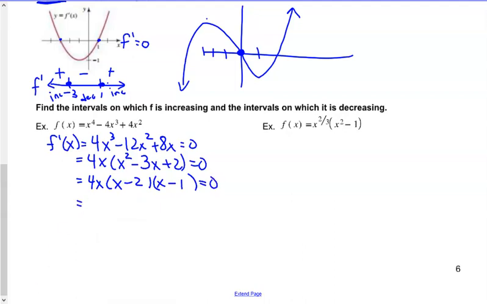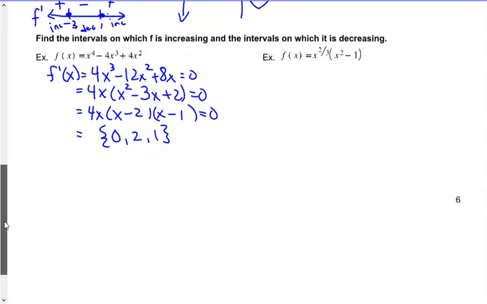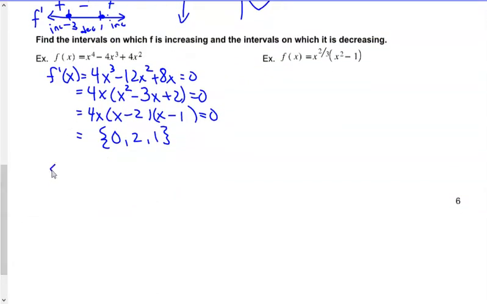And so, what makes this 0? Go down the line. What makes the first factor 0 is 0. What makes that 0 is 2. And what makes that 0 is 1. So at this point, what I want you to do is just do a one-dimensional number line with these critical points on it, okay? So I'm going to put 0, 1, and 2. Now, this is the time where we have to assess the values of my derivative. So that means I need to check some regions here, okay?